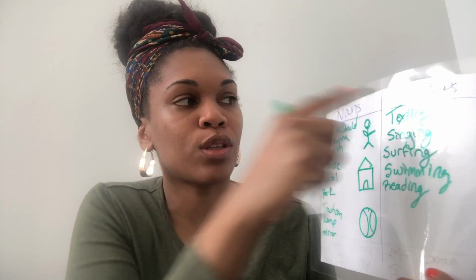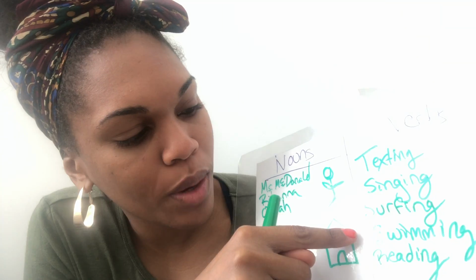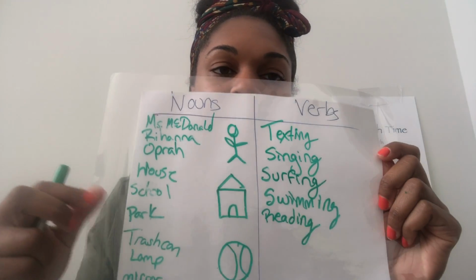I'm reading a book right now that I really like. So I would like to be swimming or reading. These are verbs that I'd like to practice doing right now. Now let's look. The verbs we've written down were texting, singing, surfing, swimming, and reading. These are all things that we can do.